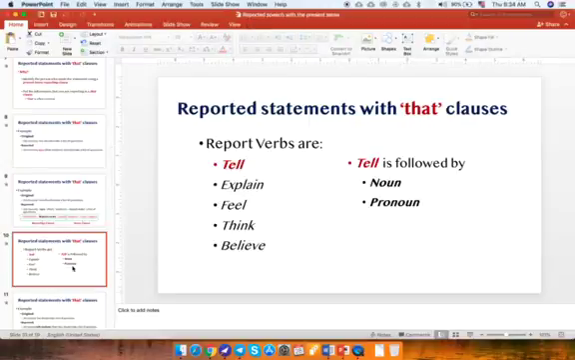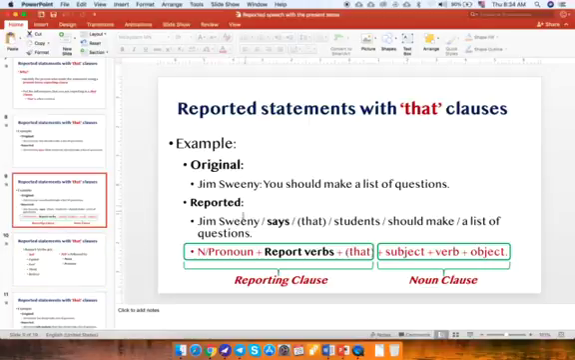Let's see the other reporting verbs which we could use to make reporting statements with that clauses. We have tell, explain, feel, think, and believe. These are reporting verbs, and there are more, but these five are commonly used in reporting speech. What should be noticed is "tell". Tell is followed by a noun or pronoun. The others follow the same structure as "say". You can put explain here, feel, think, believe, whatever, and it will follow the same form.